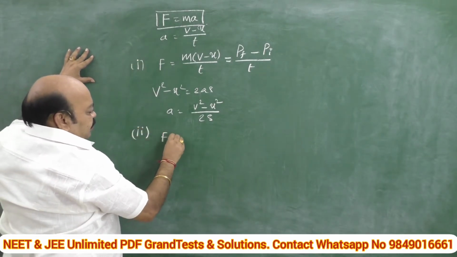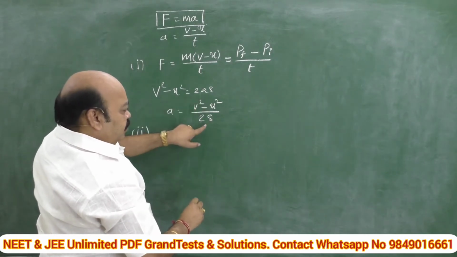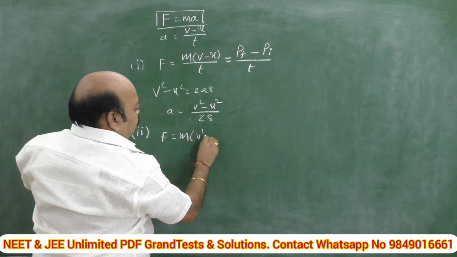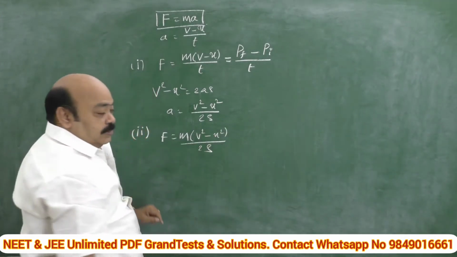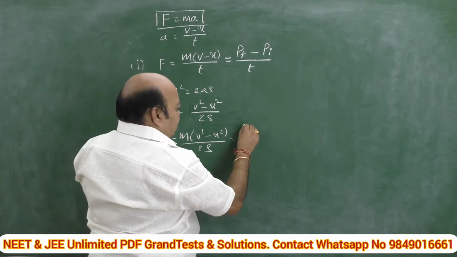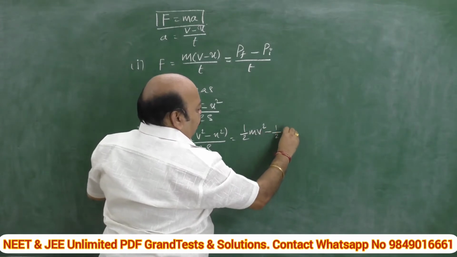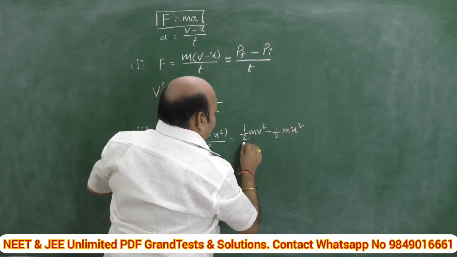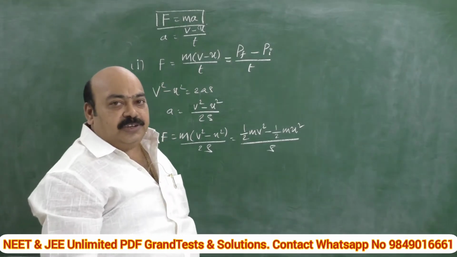Say this, F is equal to m into (v square minus u square) by 2s. Very comfortably we can write this as (half m v square minus half m u square) divided by s, where s is the distance travelled by the body in the stipulated time.